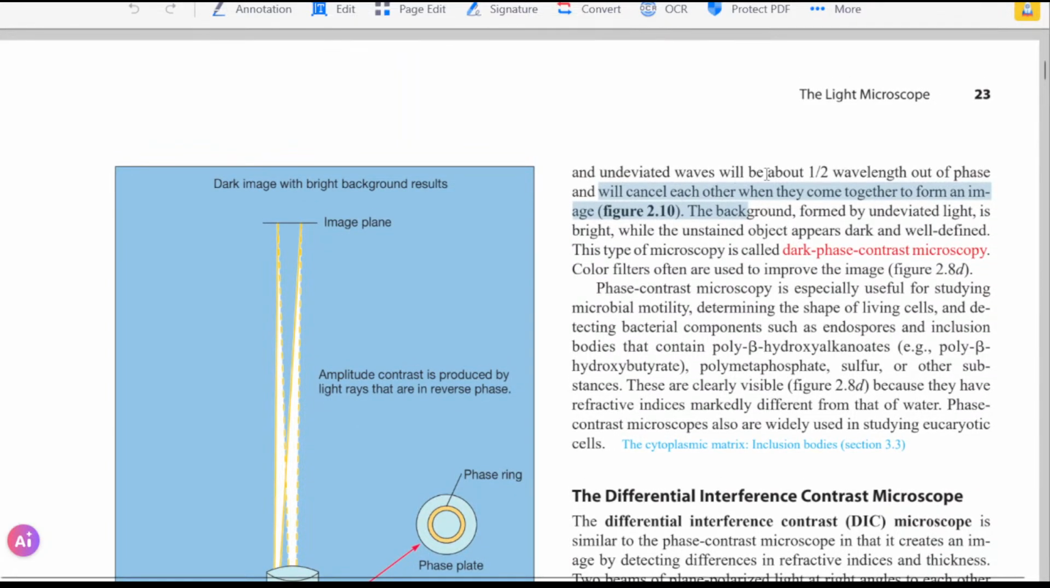Undeviated waves will be about 1/2 wavelength out of phase and will cancel each other when they come together to form an image. The background formed by undeviated light is bright, while the unstained object appears dark and well defined. This type of microscopy is called dark phase contrast microscopy.